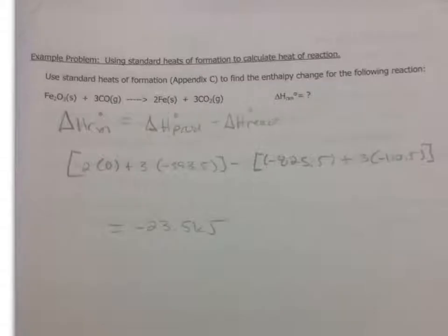If you take a look at this equation, I need to take the delta H of the products minus the delta H of the reactants. So I put in 2 times 0, because Fe has a standard formation of 0 because it is a pure element. When I look up CO2 in the back of the book, I get negative 393.5, and I have to multiply that by 3. From that, I'm going to subtract, putting my brackets around the reactants, the negative 825.5 for the Fe2O3 and 3 times negative 110.5 for CO. When I do the math, I get negative 23.5 kilojoules.